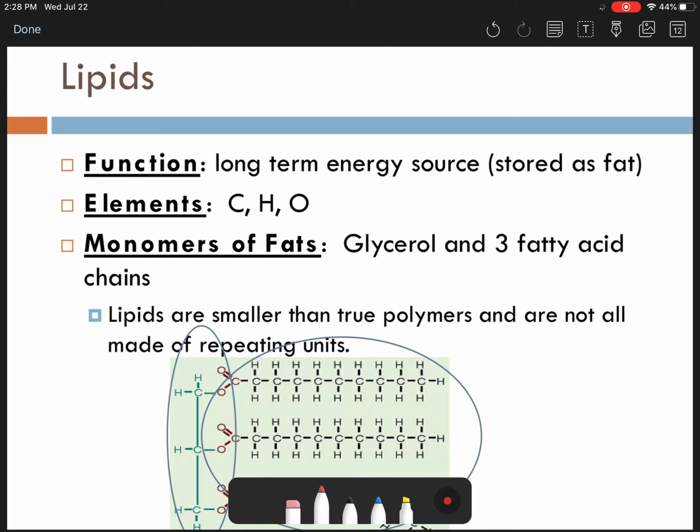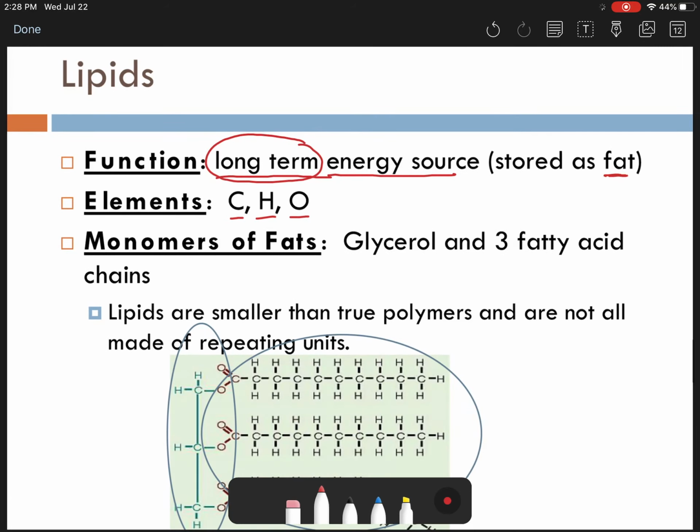Lipids also are a form of stored energy, but they are your long-term energy source, whereas your carbohydrates are more of your quick energy and short-term energy source. And most of that is stored as fat on your body. As you notice, we still have the elements C, H, and O that make up lipids.